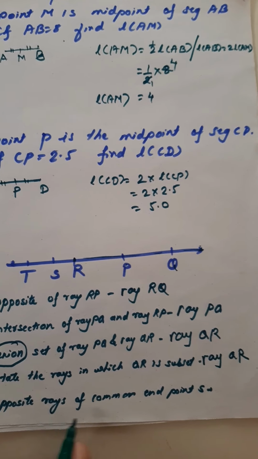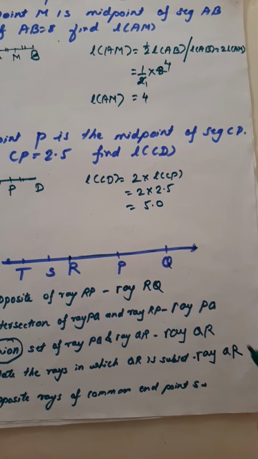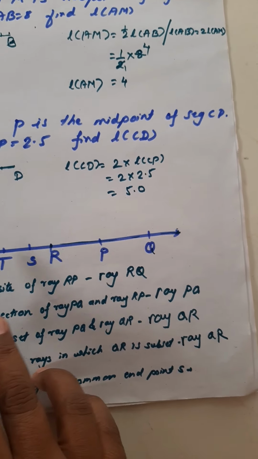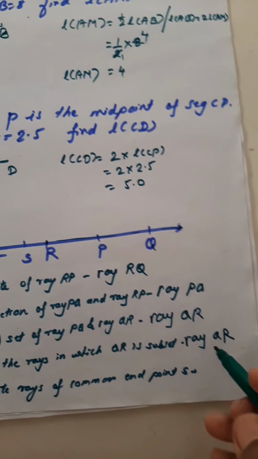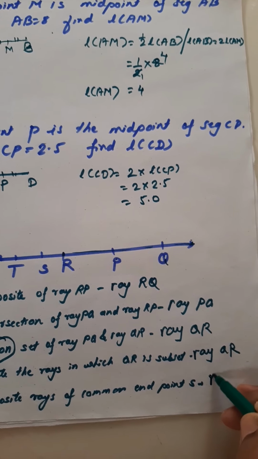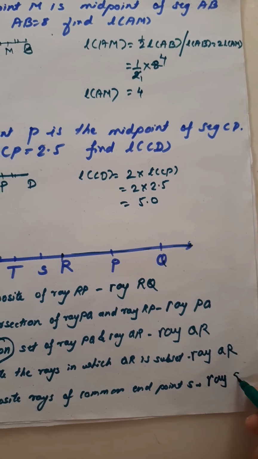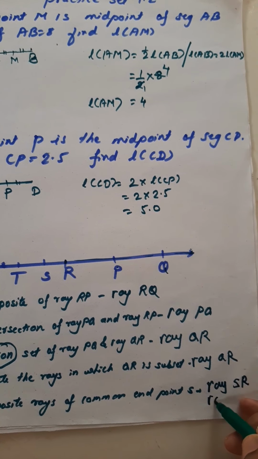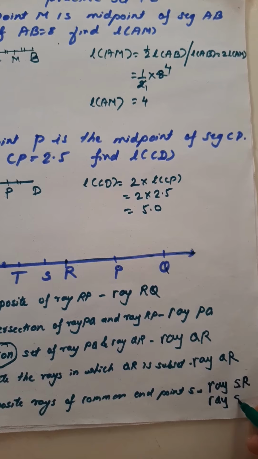Now next it is opposite rays of the common endpoint S. If you will see there, point S, the two rays are going. Now which rays are these? Ray SR, starting from point S only, and ray ST.